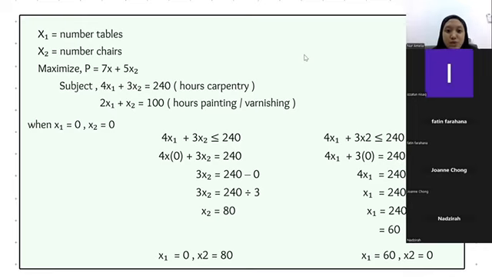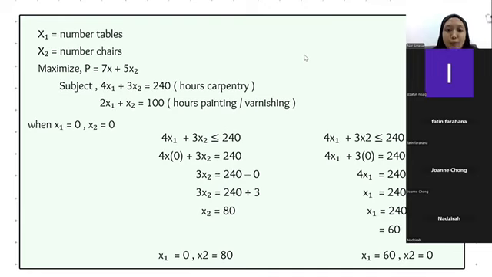Next, we have to do the constraint. Two constraints are given. First, 4x1 plus 3x2 less than or equal to 240. This represents the limit on hours available for carpentry. Second, 2x1 plus x2 less than or equal to 100. This represents the limit on hours available for painting and varnishing. Next, both x1 and x2 must be non-negative, greater than or equal to 0, since we cannot produce a negative quantity of tables or chairs.